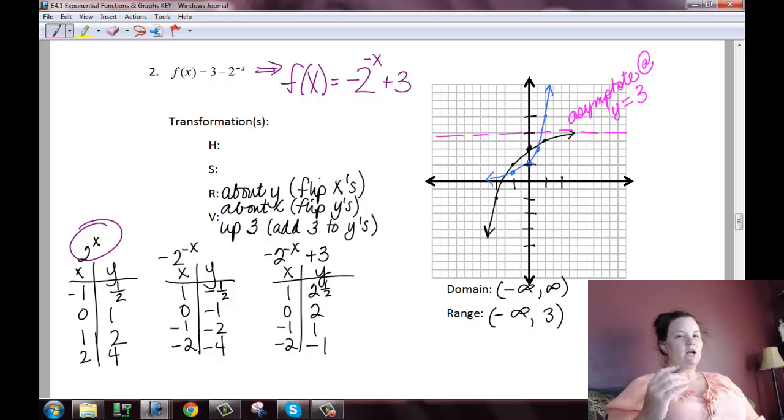Okay. So hopefully we're okay with the process. All the transformations and the tables and all that is the same as when we did this with our regular parent functions. The only thing that's new here is being able to identify the parent function of the exponential, make a table for it, and then knowing where the location of your asymptote is. Okay, so hopefully this part didn't horribly offend anyone.